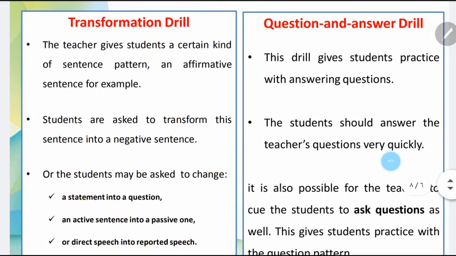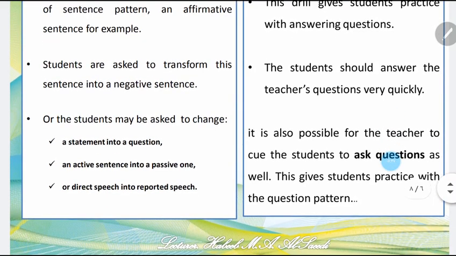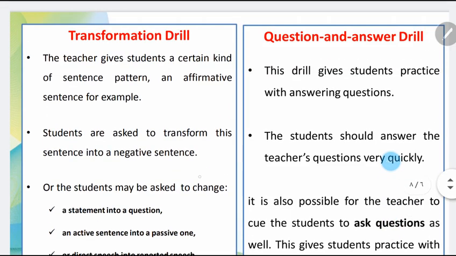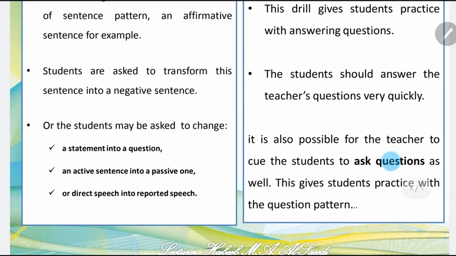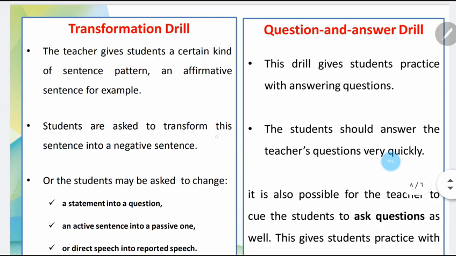Transformation drill. The teacher gives students a certain kind of sentence pattern. For example, an affirmative sentence to be changed into a negative sentence, or a statement into a question, or an active sentence into a passive one, or a direct speech into a reported speech. This is the transformation drill. It's also an important drill that students have to work on to change the form or the type of the sentence.